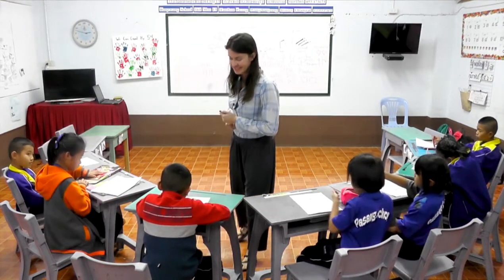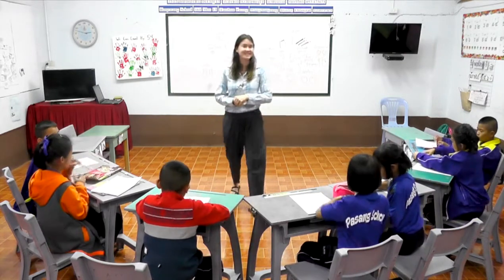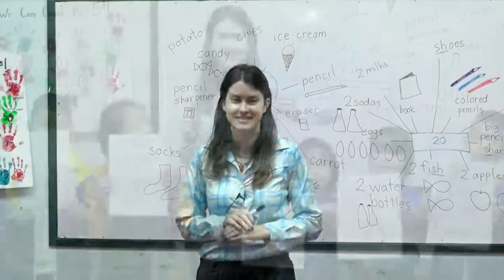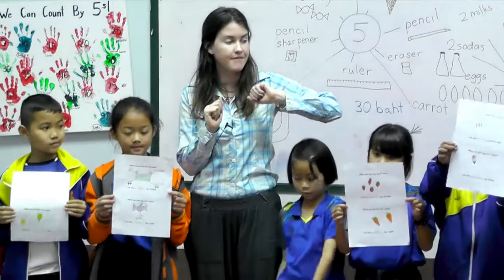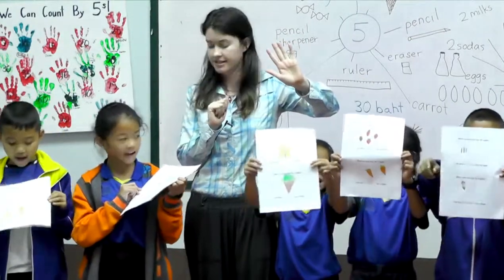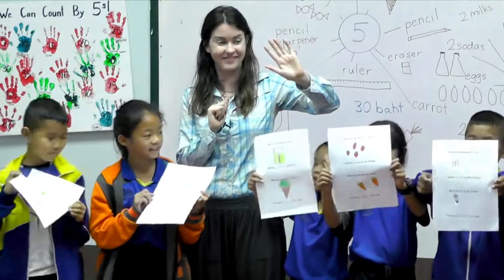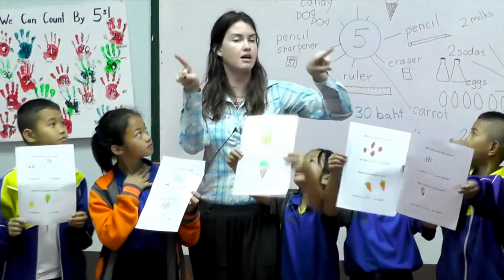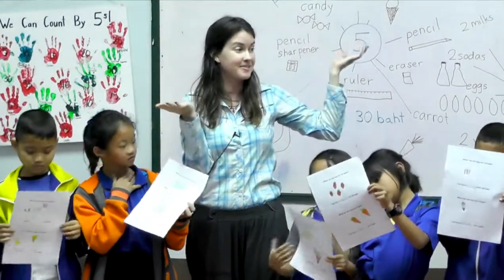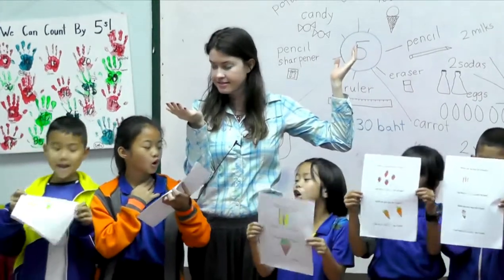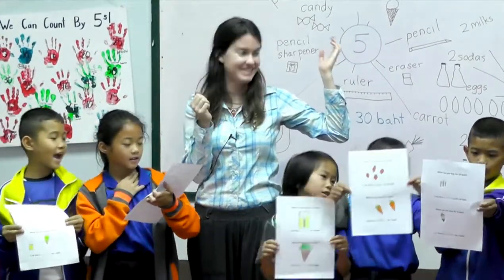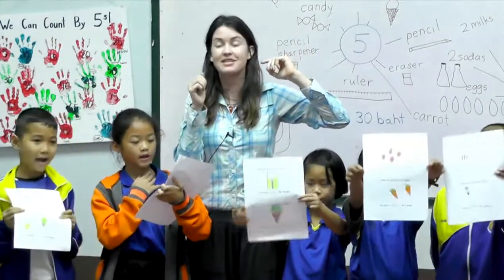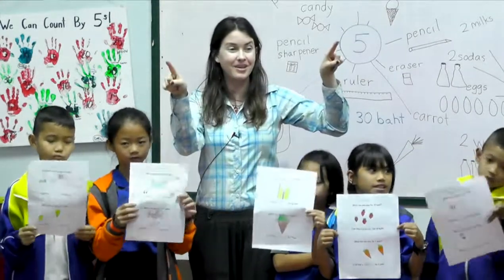Sounds good. Yeah. All right. Very nice, guys. Sounds like we can buy a lot of cool stuff for 20 baht or even for 5 baht. Okay, what are some things we can buy for 5 baht? Carrots! And candy! And good. Is 5 baht a coin or bill? Coin! Good. What are some things we can buy for 20 baht? Is 20 baht a coin or bill?